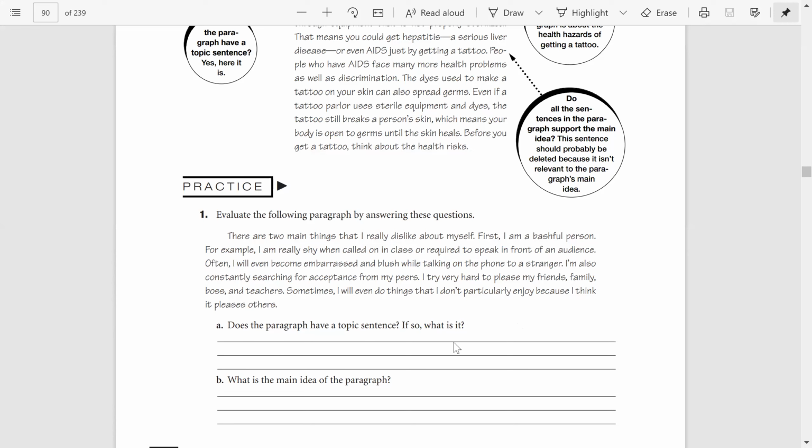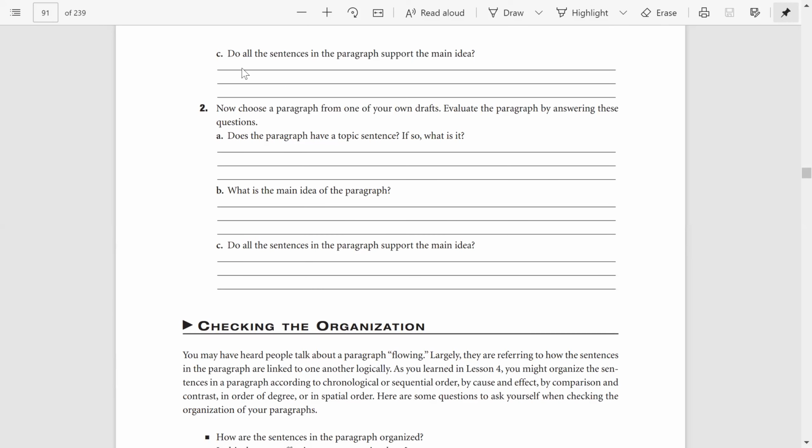First of all, see if there is a topic sentence. If yes, then where is the topic sentence? The topic sentence can be at the start, in the middle, or at the end of the paragraph, but it usually lies at the start. So what is the main idea of the paragraph? Then answer this question as well. The third question is, do all the sentences in the paragraph support the main idea? You will also have to answer this question after reading the paragraph.